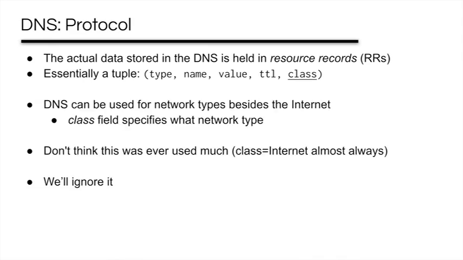And then there's the class. Basically the idea here is that DNS can actually be used to store information for different types of networks besides just the internet, and so the class specifies which network type you're talking about. I don't think this was ever actually used very much, so class is almost always equal to internet. In this particular class, it will always be that, so I'm just going to ignore it moving forward.